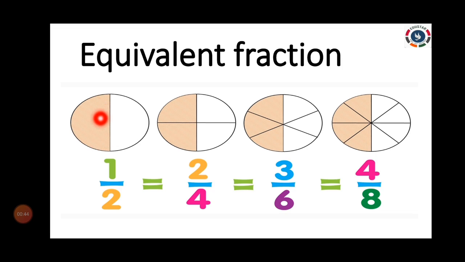So in the first one, there is only one shared part. So 1 by 2, that is a whole. Here we are making 2 pieces, and the total number is 4. So 2 by 4. Then we are making 3 shared parts, 3 divided by the total number of parts 6, so 3 by 6. Here we are making 4 pieces in a total number of parts 8, so 4 by 8. So we are making half. In half we are making so many pieces here.